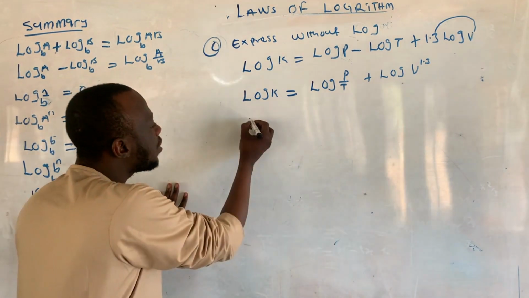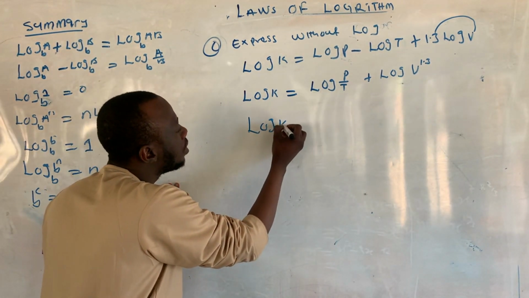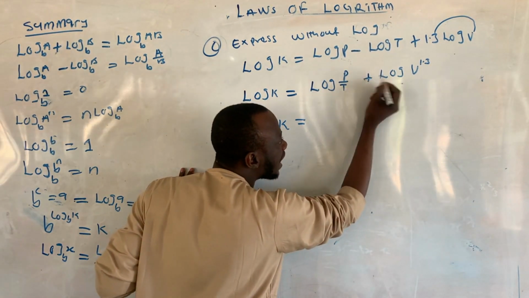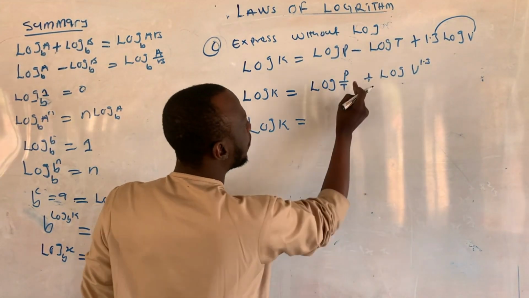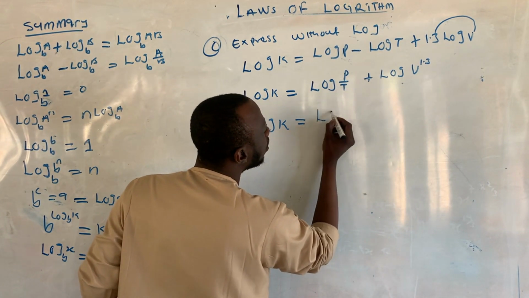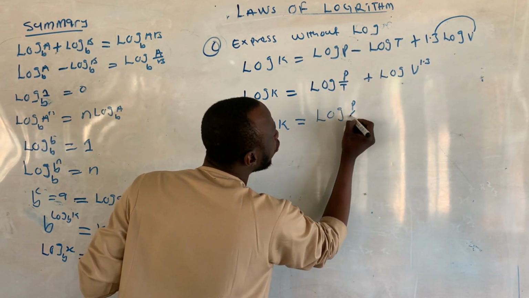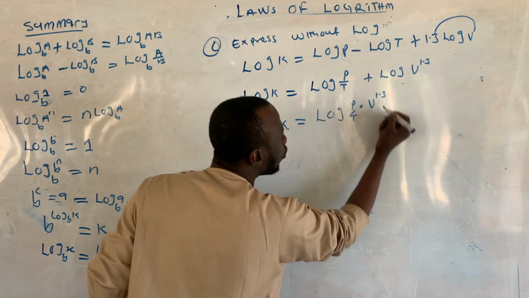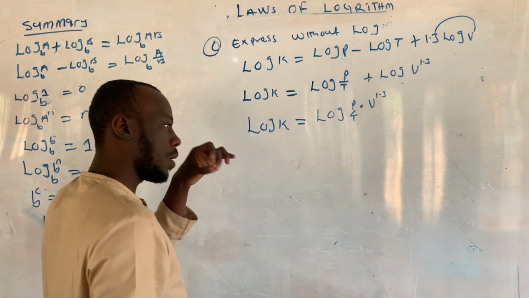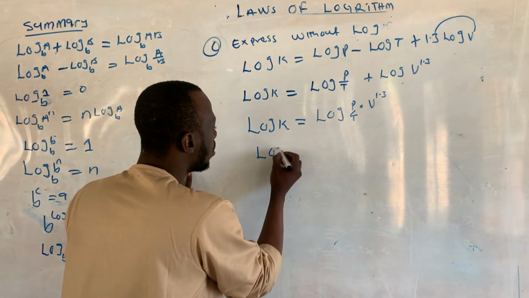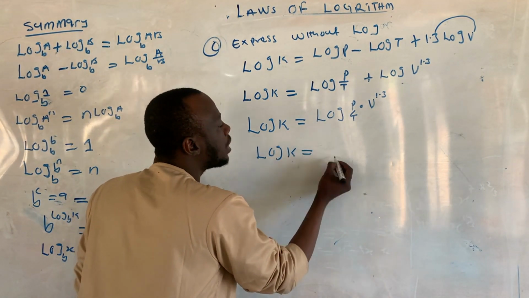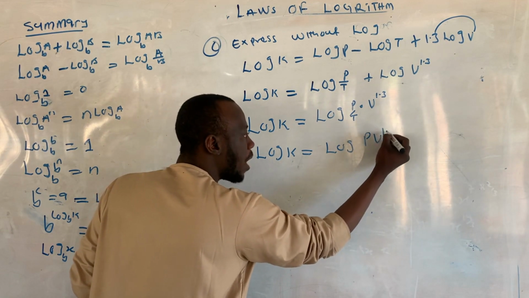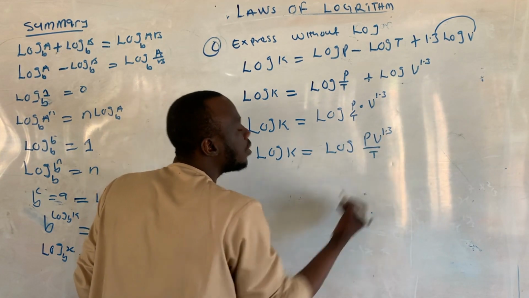So now here we have log k equal to log p over t. When we multiply this by the square, we have log p over t times v to the power 1 over 3. Then here it becomes log k equals log of (p v) to the power 1 over 3, all over t.